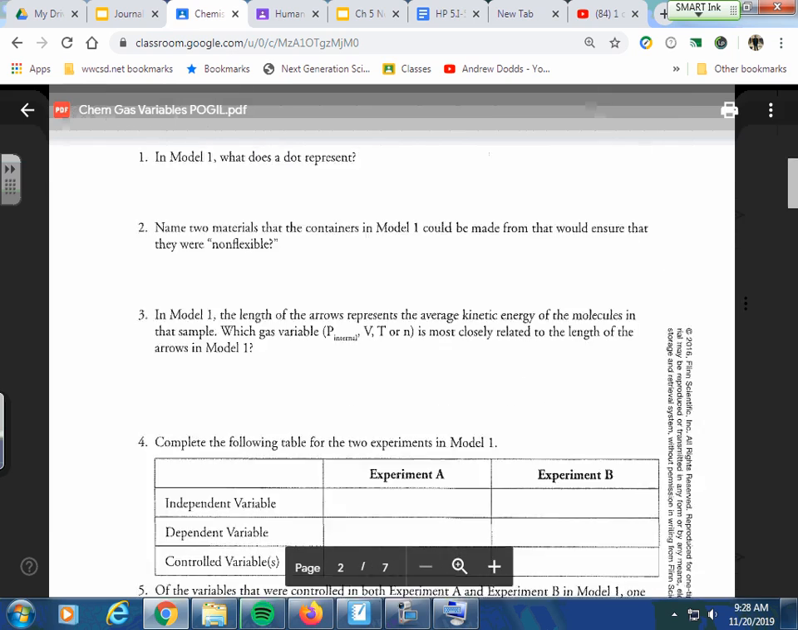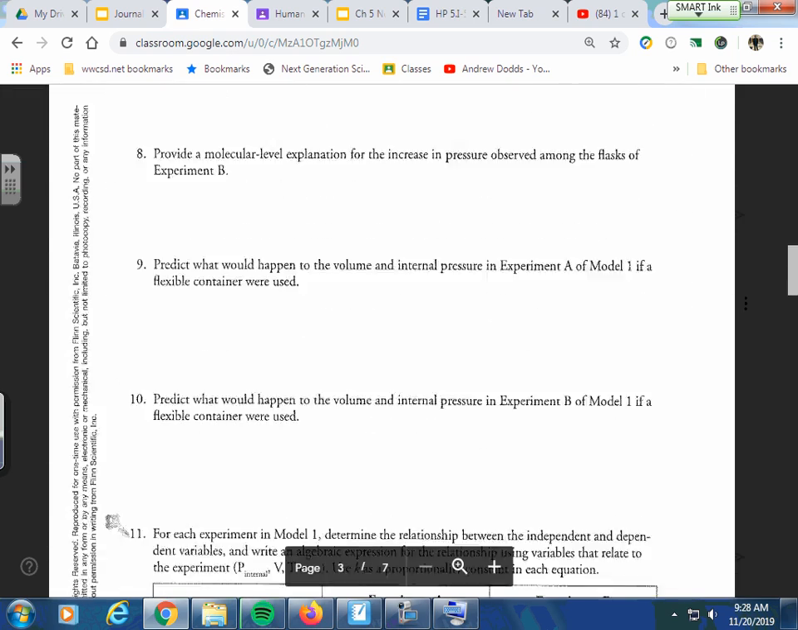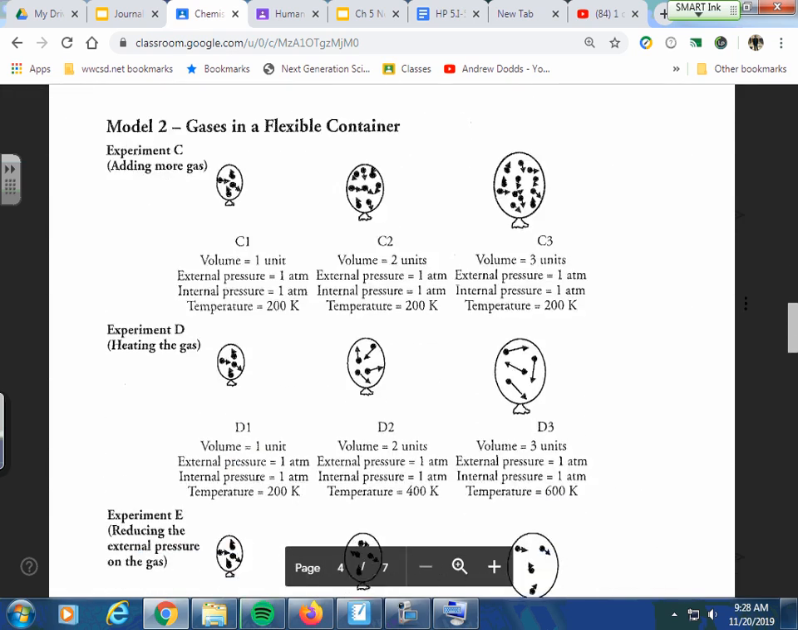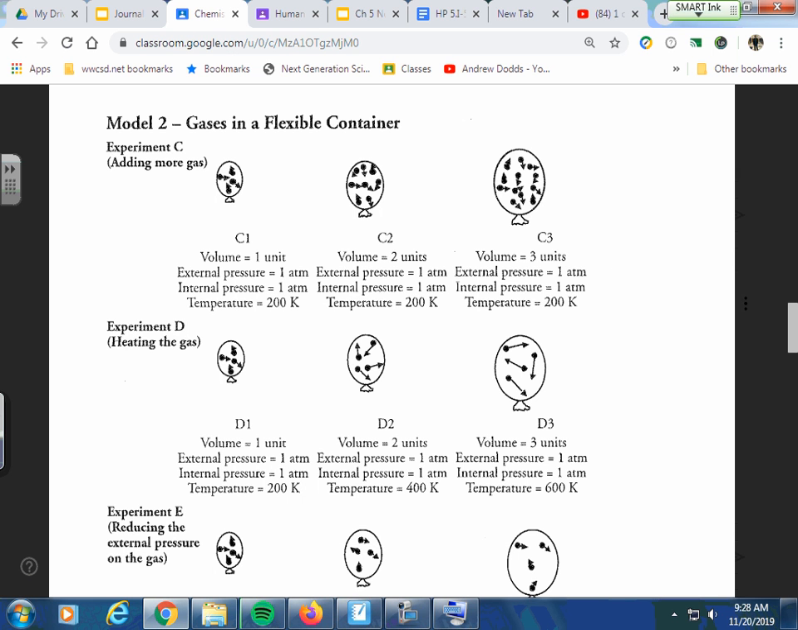So what's special about flexible containers? Well, the volume can change now, right? So we can't write that the volume is constant anymore. And what's really important is that not always, in the process of expansion or contraction, the pressures can be different. But if the walls of the flexible containers are not moving, then that means that the internal pressure is equal to the external pressure. I think that's the main idea here. Okay? So let's see what you guys put for answers.